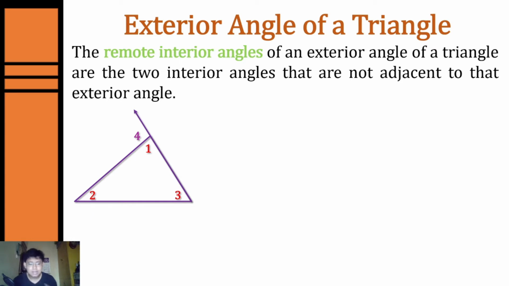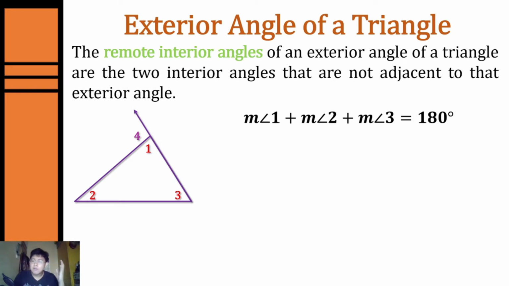Now let's identify their relationship. Let's start first with the interior angles. We know that the sum of the measurements of our interior angles of a triangle is equal to 180 degrees. We also know that our interior angle and exterior angle will form a linear pair. Therefore, the measurement of angle 1 and the measurement of angle 4 are supplementary. So when we add their measurements, it is equal to 180.